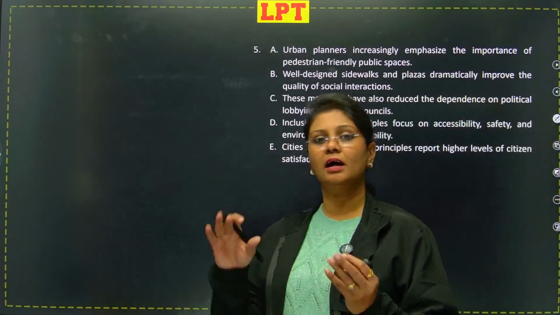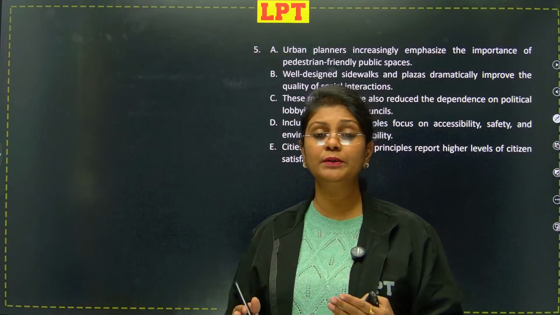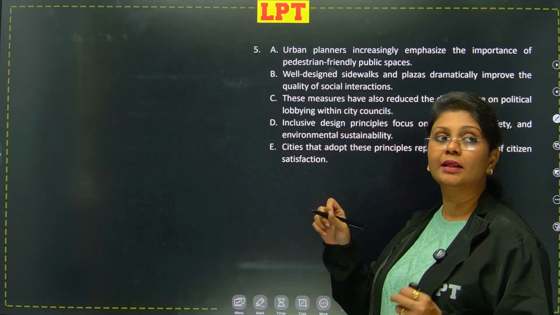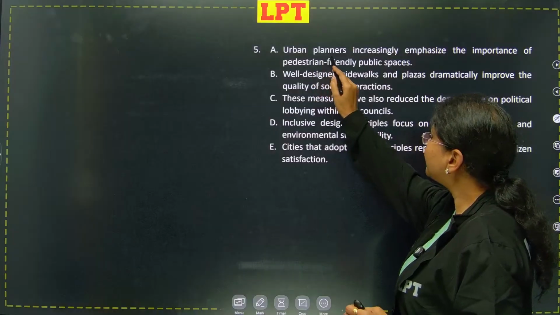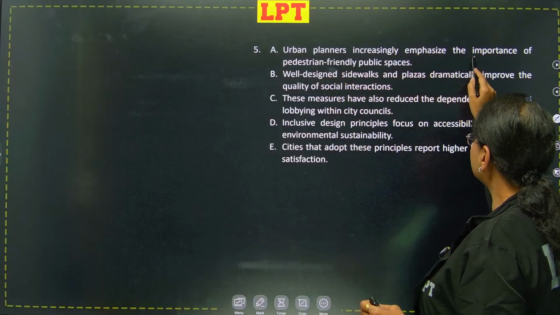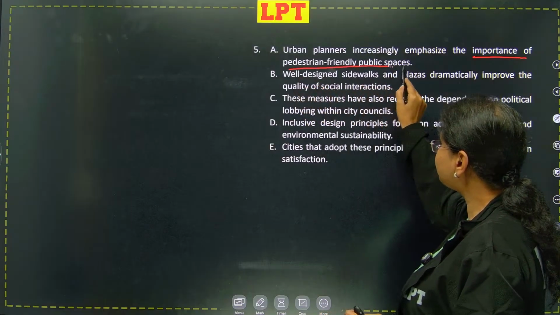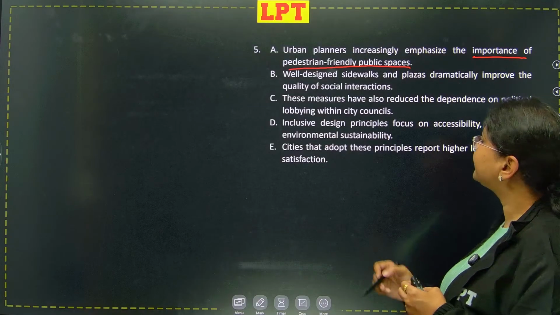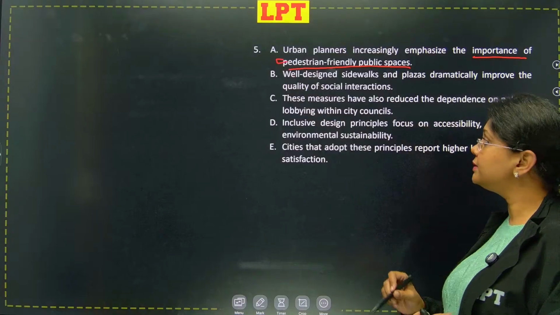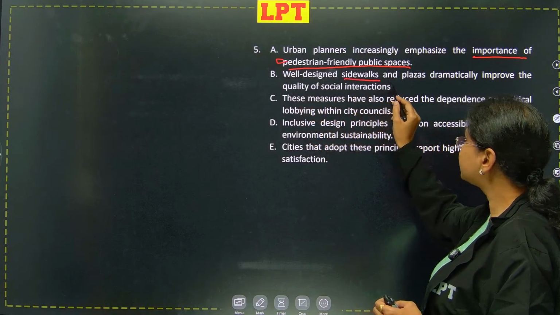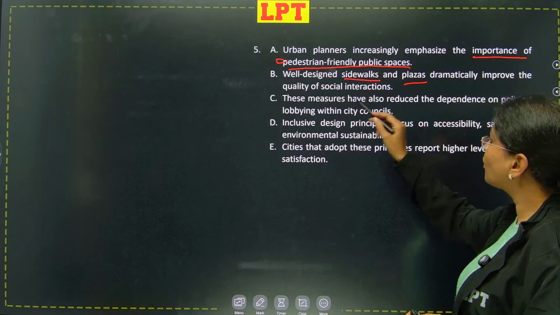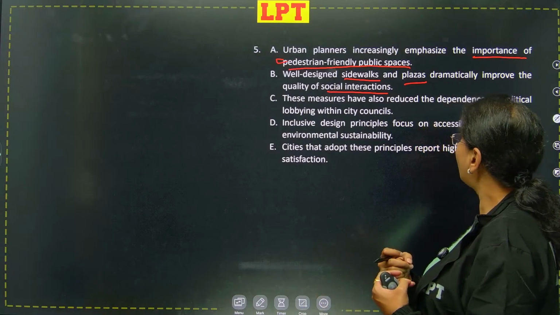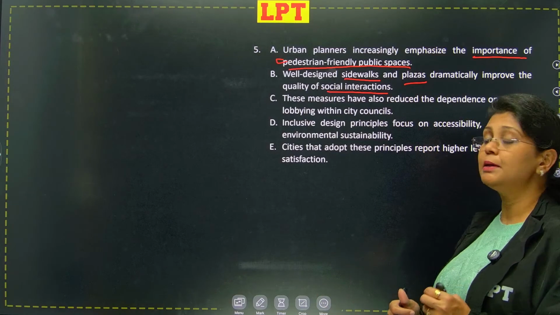All right, seems like an easy to moderate question, so it does not really fall into the category of moderate to difficult. Let's try to understand how we figure out the odd sentence here. A says urban planners increasingly emphasize the importance of pedestrian friendly public spaces. So it talks about urban planners emphasizing pedestrian friendly public spaces. B says well designed sidewalks and plazas dramatically improve the quality of social interactions. Okay, so this gives you an effect of the importance of pedestrian friendly public spaces.